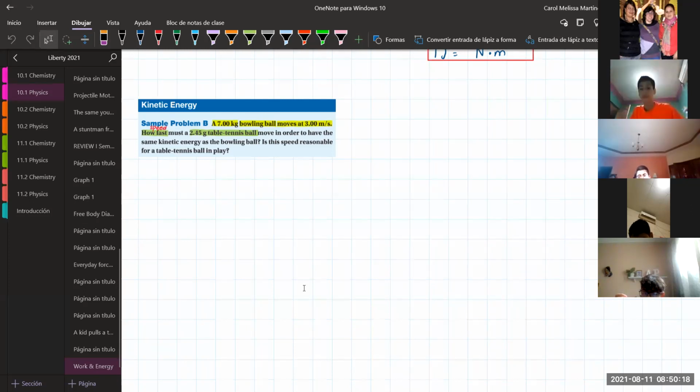must a 2.45 table tennis ball move in order to have, and here it is important, in order to have the same kinetic energy as the bowling ball? That part of the sentence tells you everything. It says, in order to have the same kinetic energy as the bowling ball. That means that the kinetic energy for both objects is going to be the same. But it's not given in numbers. It's given as a sentence. That's why we read the problems carefully. So I totally recommend to separate the givens.